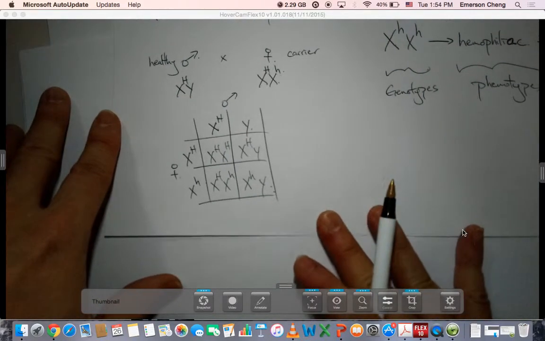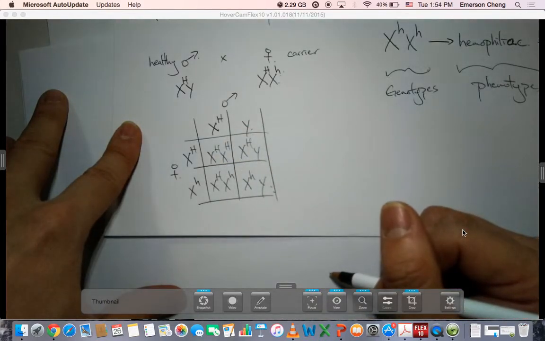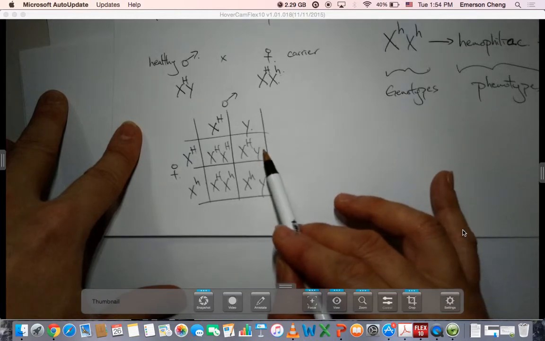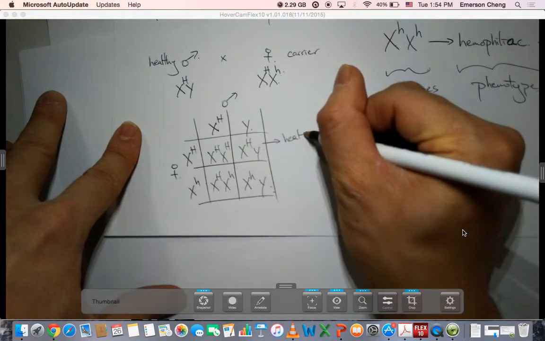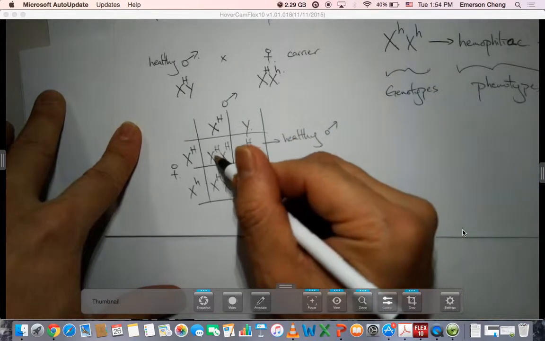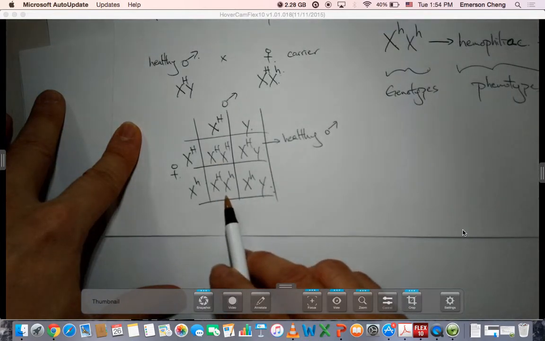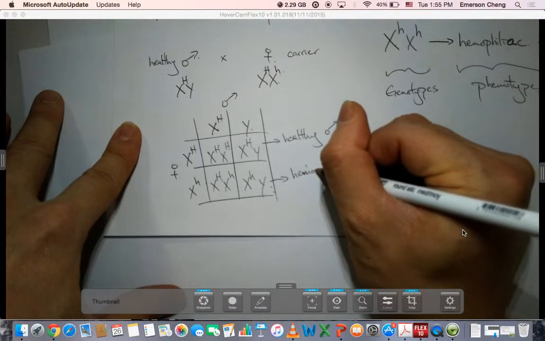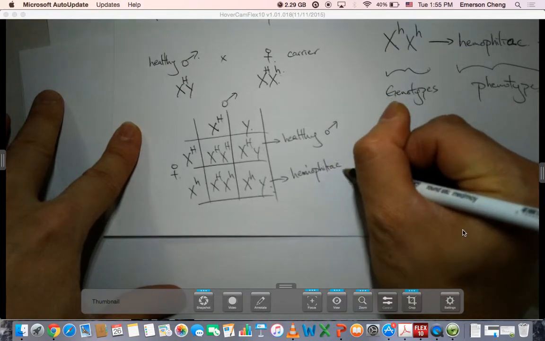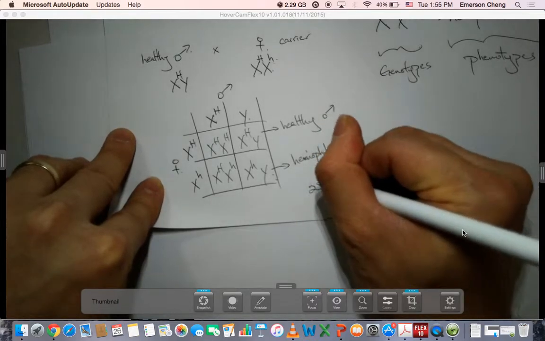After that, you find out from all these four possibilities: is this person healthy? Yes, healthy male. This person? Yes, healthy female. This person? Healthy carrier female. This one? No, hemophiliac. So this is a 25% chance.